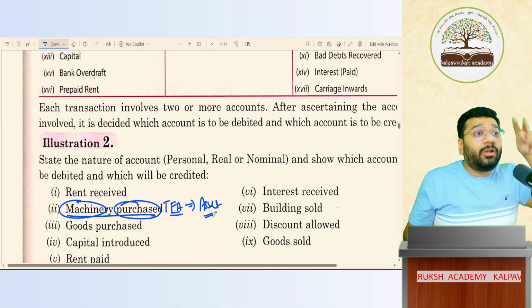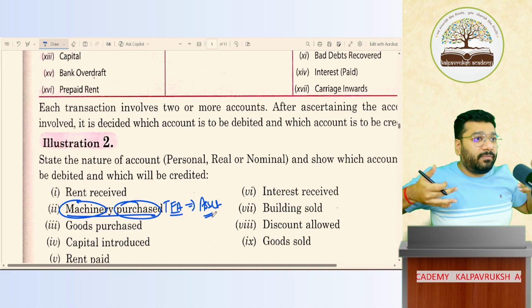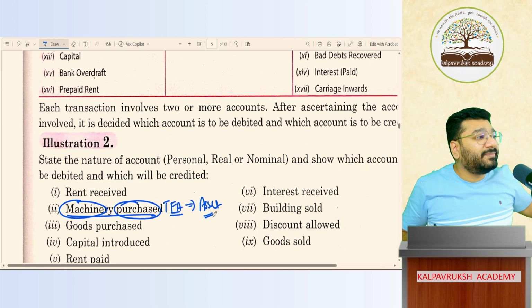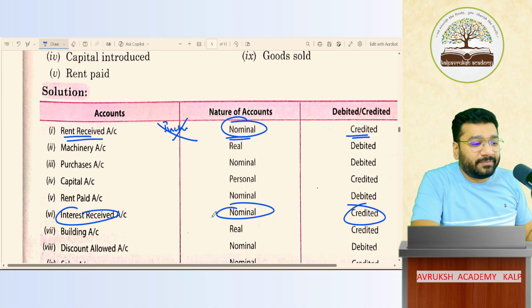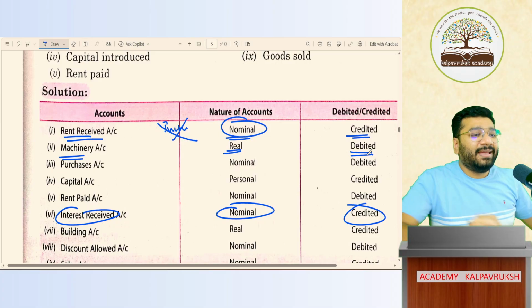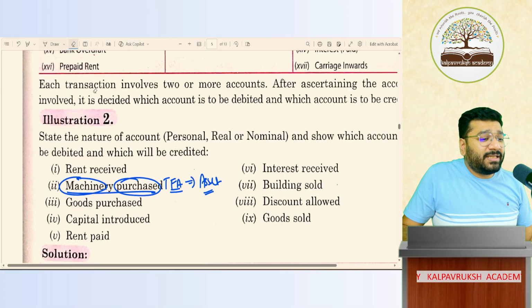Both real account and nominal account are viewed from the business point of view. So the machine is coming inside the business from the business point of view. So it is debit. Debit what comes in. So machinery, real account, and we will debit machinery because it is coming in. Got it, not got it? Next.